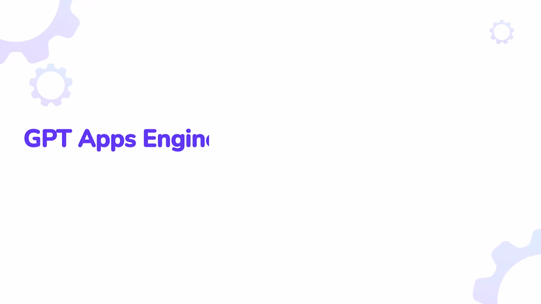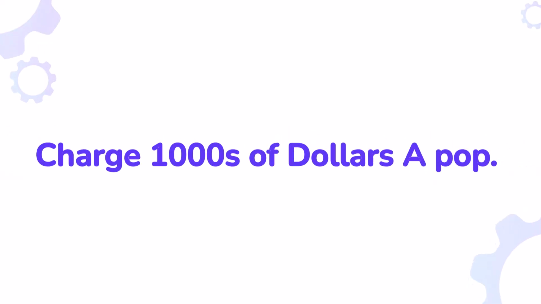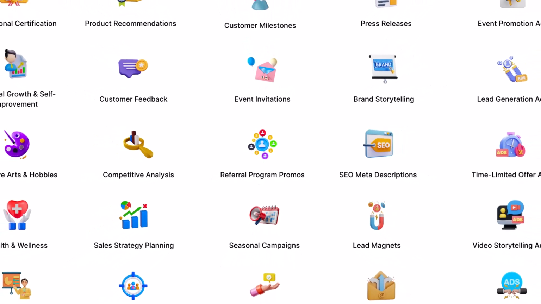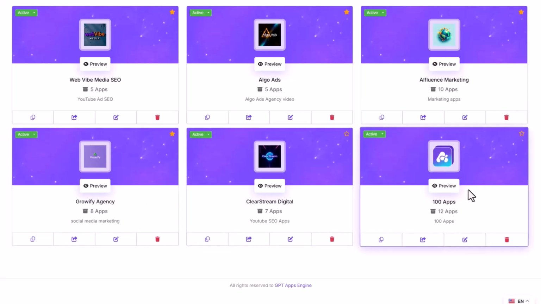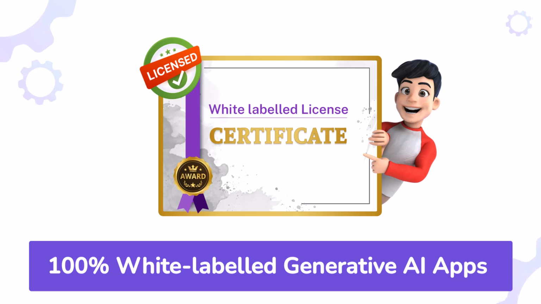With the help of GPT Apps Engine, you can AI your entire business or sell AI apps to marketers, creators, local business owners and charge thousands of dollars a pop. All you have to do is choose an app from 225 plus done-for-you software app templates, and GPT Apps Engine will do the rest for you by personalizing every detail: prompts, style, tone. Deploy anywhere, serve clients, run a profitable AI agency with a 100% white-labeled license.